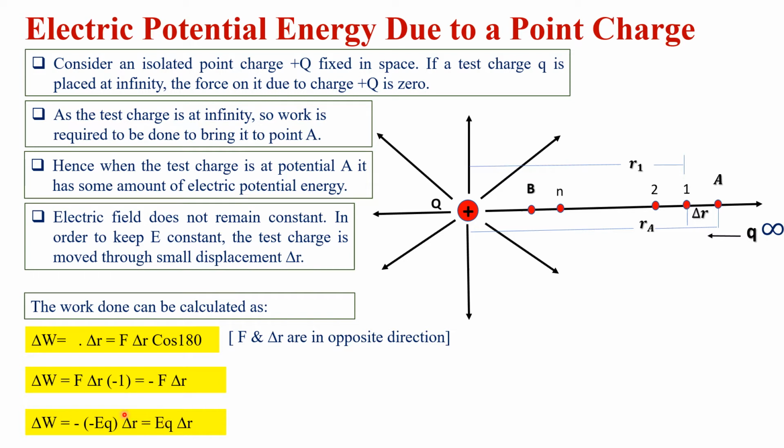Here the negative sign with E represents that the electric field is outward from the positive point charge, and we are moving the test charge towards this field. So that's why we put minus EQ. And finally we get delta W is equal to EQ delta R. Let's call it equation number A.